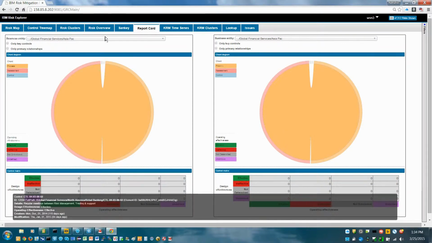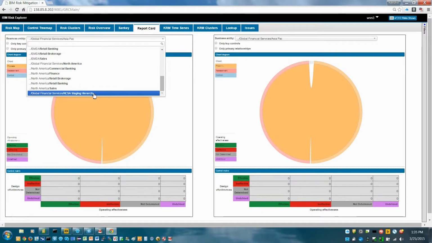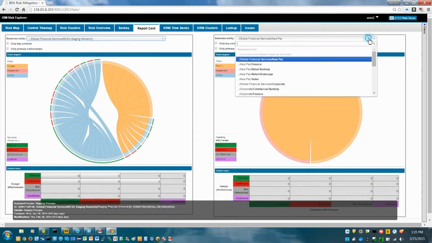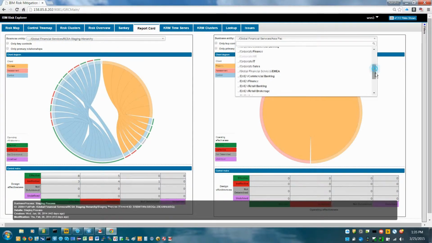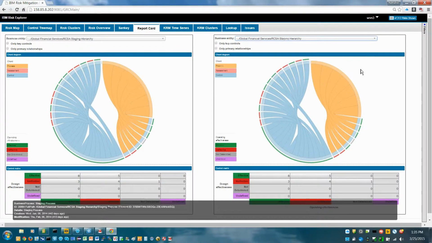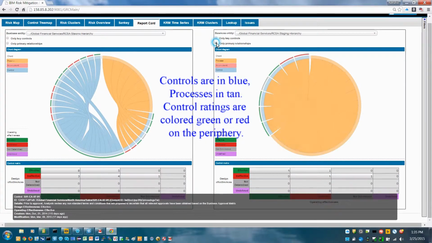We also have a report card that allows us to compare and contrast different business entities. We can scroll through the business entities and choose one to look at. Here we're looking at the RCSA staging hierarchy. For demonstration purposes, we'll pick the same business unit, but we'll go back and take a look at only the primary relationships on the right side.